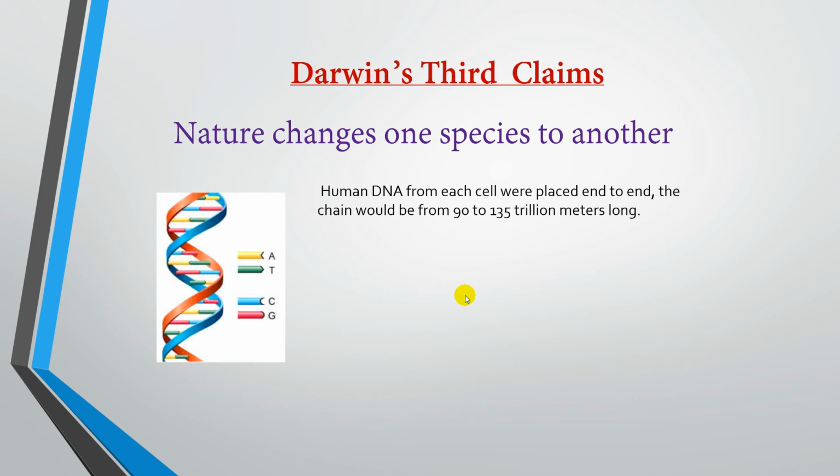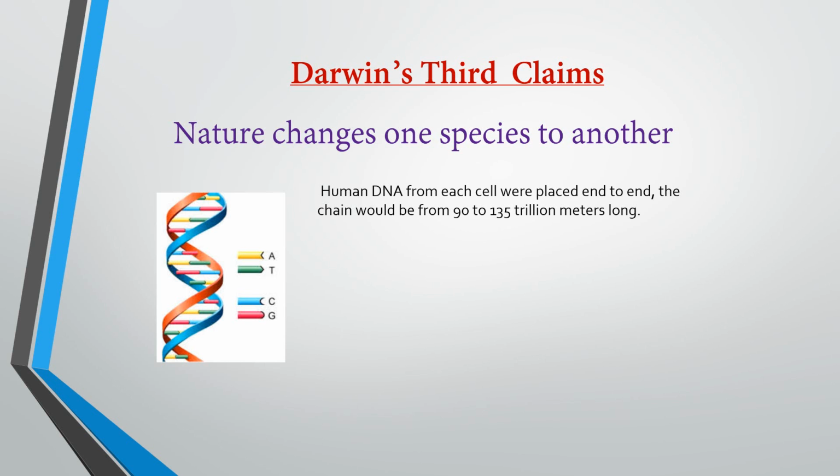Welcome to the fourth part of this video tutorial, discussing Darwin's third claim, which is natural selection, how nature changes one species into another. To understand that, and from our previous video discussion, let's talk a little bit more about DNA, and then we will move on.